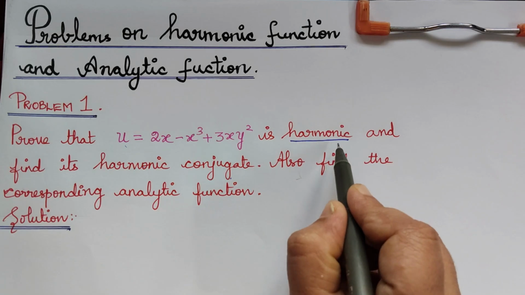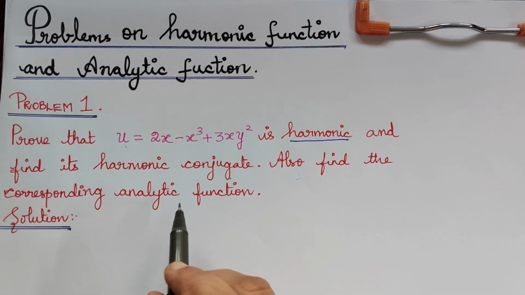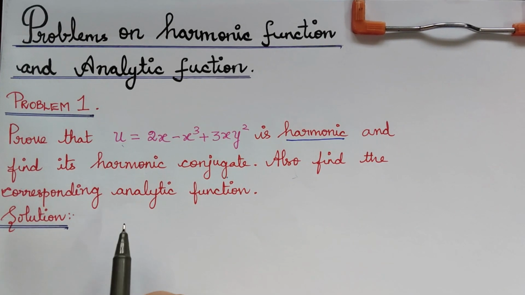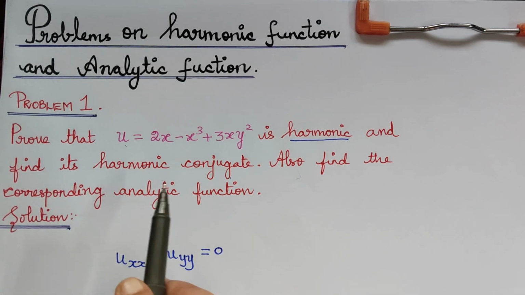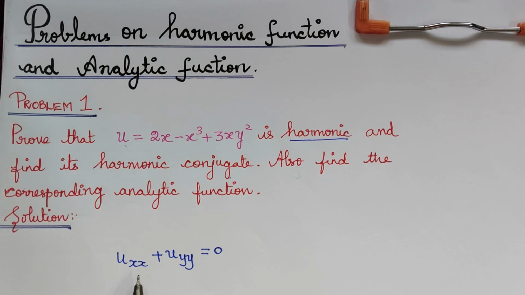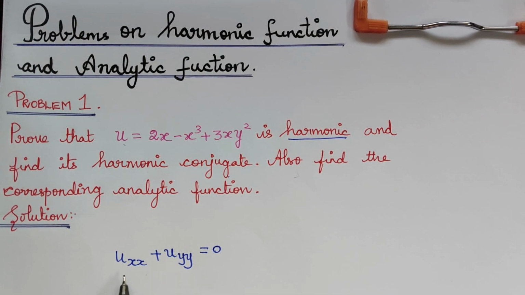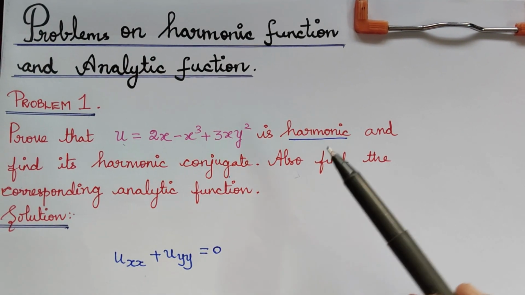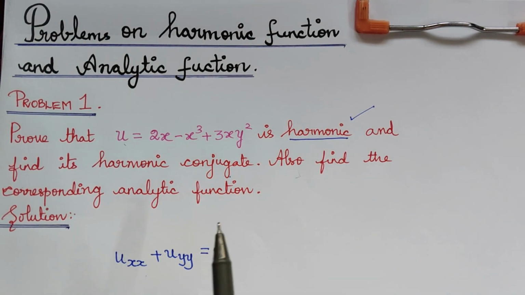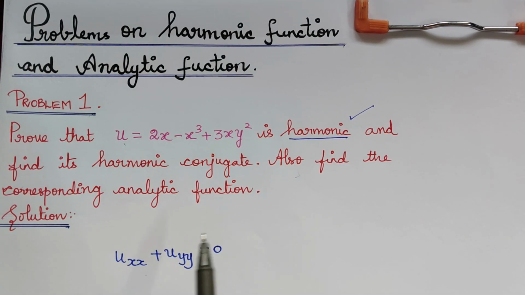Now let us first prove that the given function u is harmonic. By the definition of a harmonic function, we know that a function u is said to be harmonic if it satisfies the condition uxx, that is double partial differentiation of u with respect to x, plus uyy is equal to 0. This equation is known as Laplace equation, and if our function satisfies this equation, then it is said to be harmonic. So as the first step, let us prove that the given function satisfies this equation.